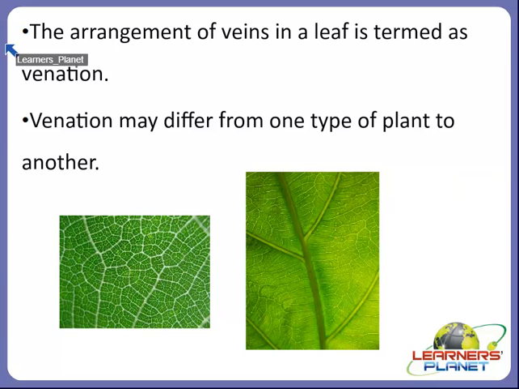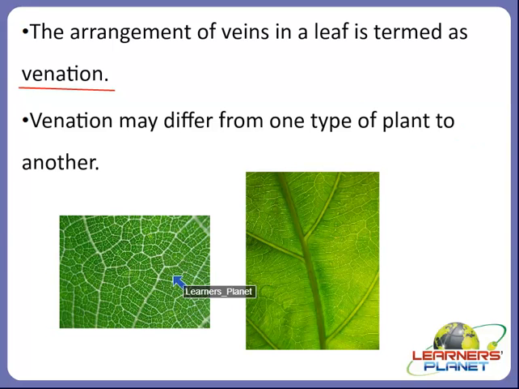That was all about the structure of a leaf, but as we discussed, leaves are of various forms and they can also be divided on the basis of whether they have veins in more number or what type of veins they have. The arrangement of veins in a leaf is termed venation. This is a very important term, right? Venation. So venation may differ from one type of plant to another.